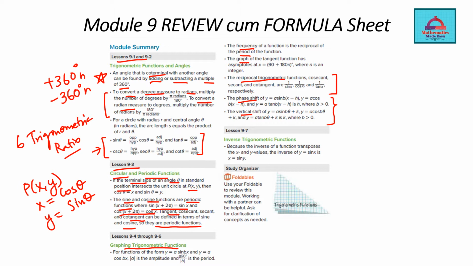for sine and cos. Next is inverse trigonometric function, the last lesson for this module, where you use this concept of inverse to find the angles. The inverse of a trigonometric function transposes the x and y values. It exchanges or interchanges. So if y equals sine x, then x equals sine y. Remember, inverse trigonometric function is used to find the angle for a trigonometric function. So this is a quick review of module 9 and the formula sheet. Let's now use this for solving questions.